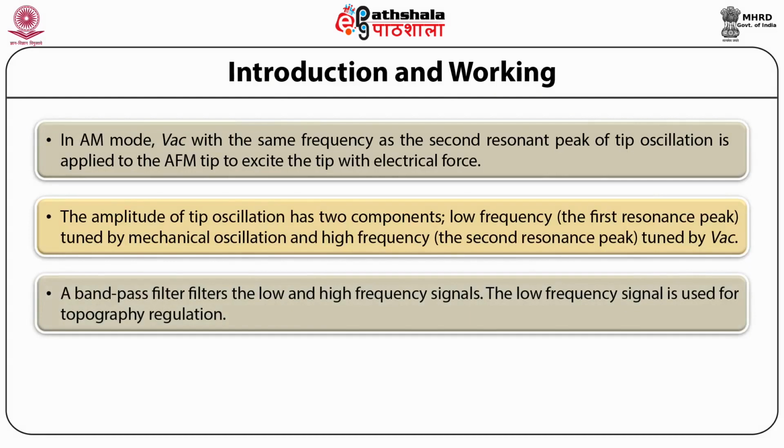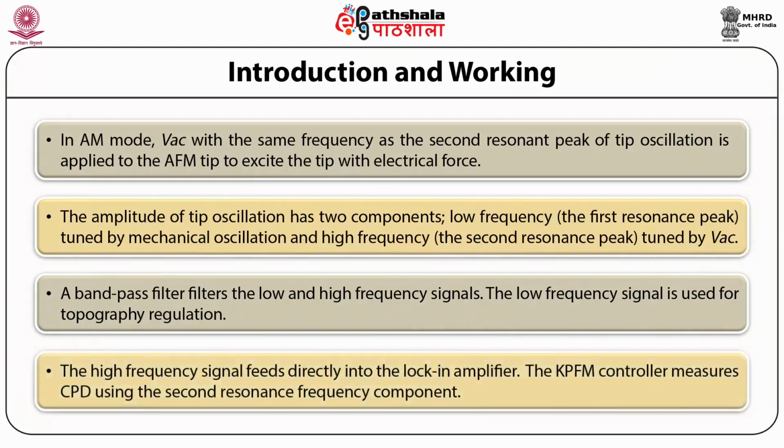A band pass filter filters the low and high frequency signals. The low frequency signal is used for topography regulation. The high frequency signal feeds directly into the lock-in amplifier. The KPFM controller measures CPD using the second resonance component.